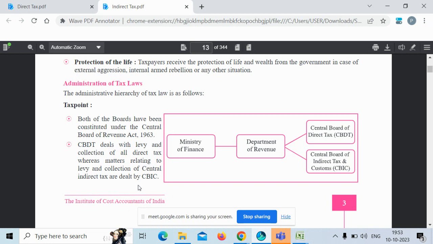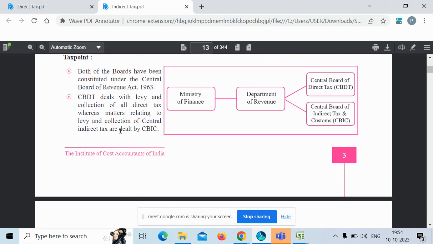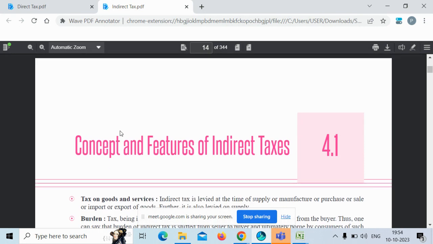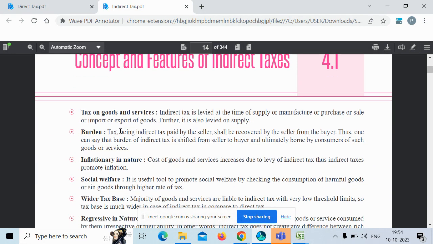So, Central Board of Indirect Taxes, Central Board of Direct Taxes. There are two boards under the Board of Revenue Act. CBDT deals with levy and collection of all direct taxes, whereas matters relating to levy and collection of central indirect taxes are dealt by CBIC. A quick read, then we'll go for the next one.